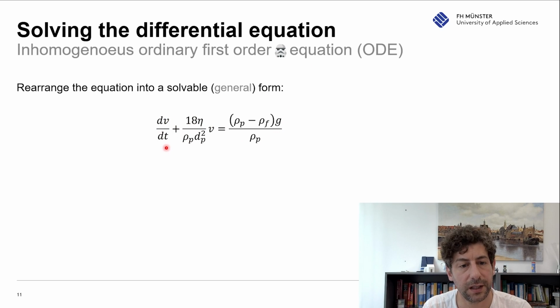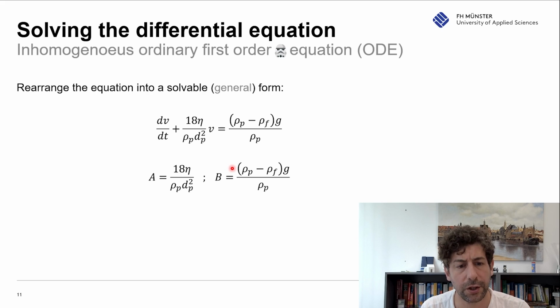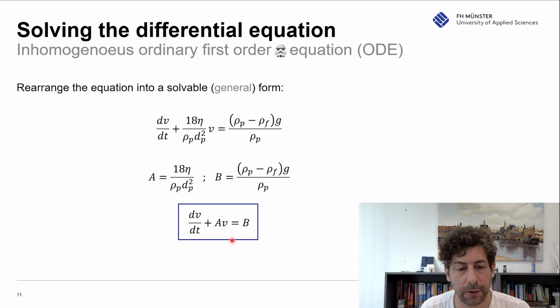So here we have dv/dt, here we have a term with the variable v, and here we have a term without v, so no dependency on v. And because it's still quite a big equation, we can simplify it a little bit, because all of this is constant, so we call it a, and all of this is constant, so we call it b, and then we have a very simple but general equation, dv/dt plus av equals b. And this is, as I mentioned, the inhomogeneous ordinary first order equation which we have to solve.